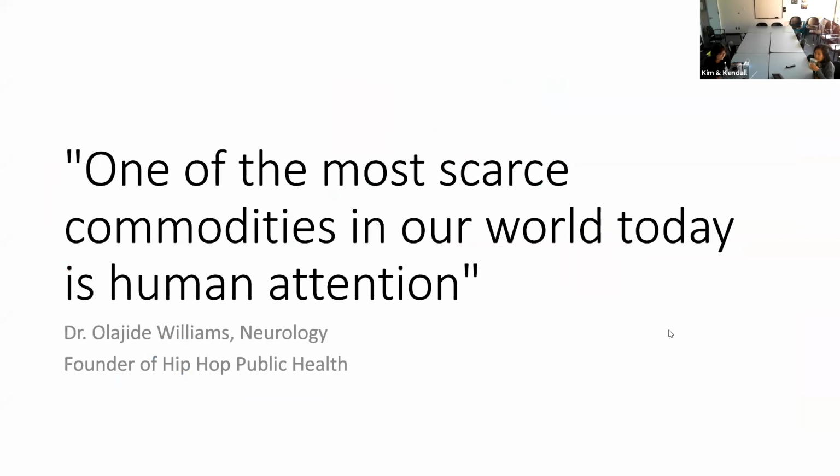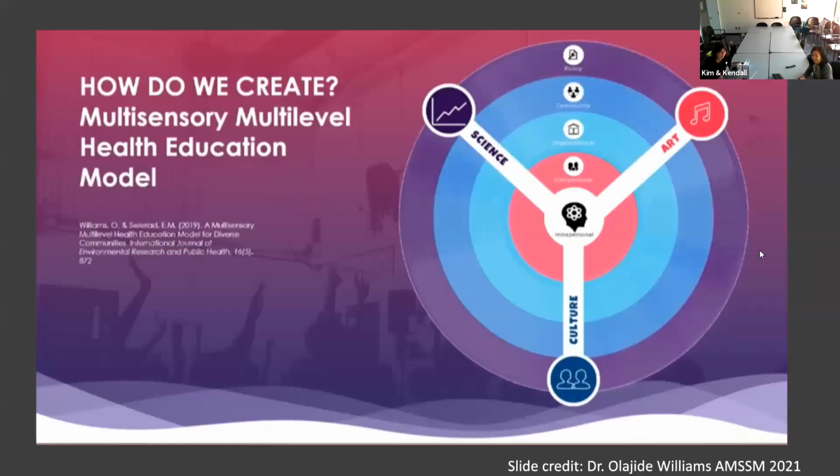And I think this is particularly true in our current attention market. I really like this quote by Dr. Olajide Williams, who is a neurologist and founder of this wonderful organization, Hip Hop Public Health. He says, one of the most scarce commodities in our world today is human attention. We'll just pause there and let that sit in, because it's really sad that maybe even as we pause here, somebody got bored and checked their phone, because it's just how culture is right now, unfortunately.